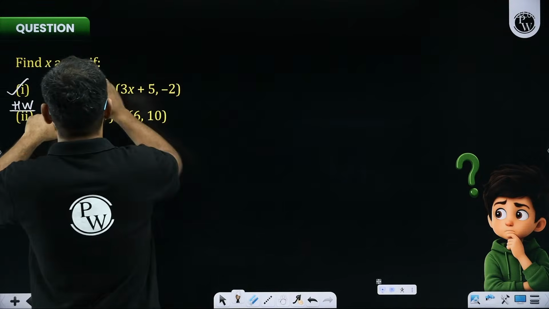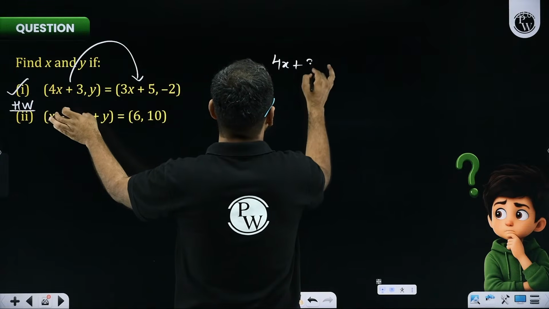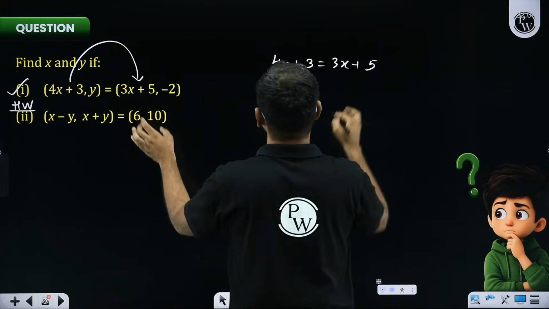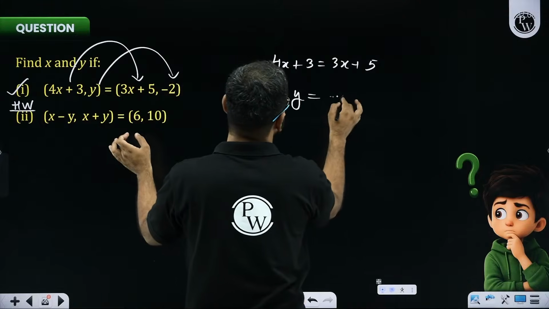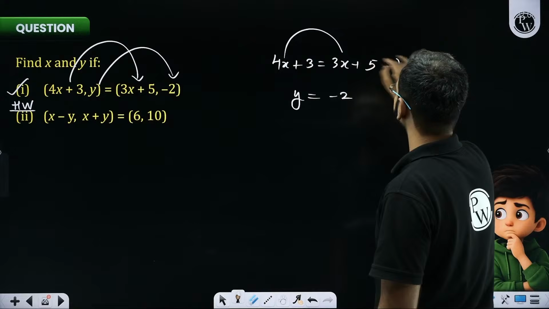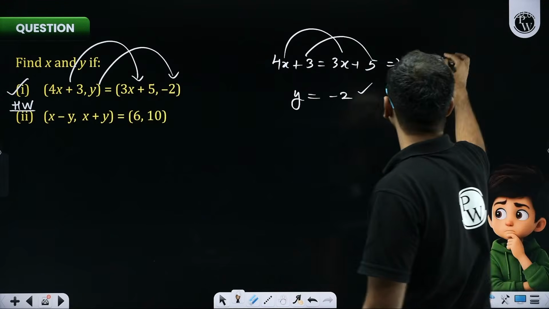So there, if this ordered pair is the same, that means this 4x plus 3 is equal to this 3x plus 5. Yes or no, everybody? And this y will be equal to minus 2. Everybody getting it? So with this, if I take this 3x there, 4x minus 3x is x, 5 minus 3 is 2. So x is 2 and y is minus 2. I think you got it.